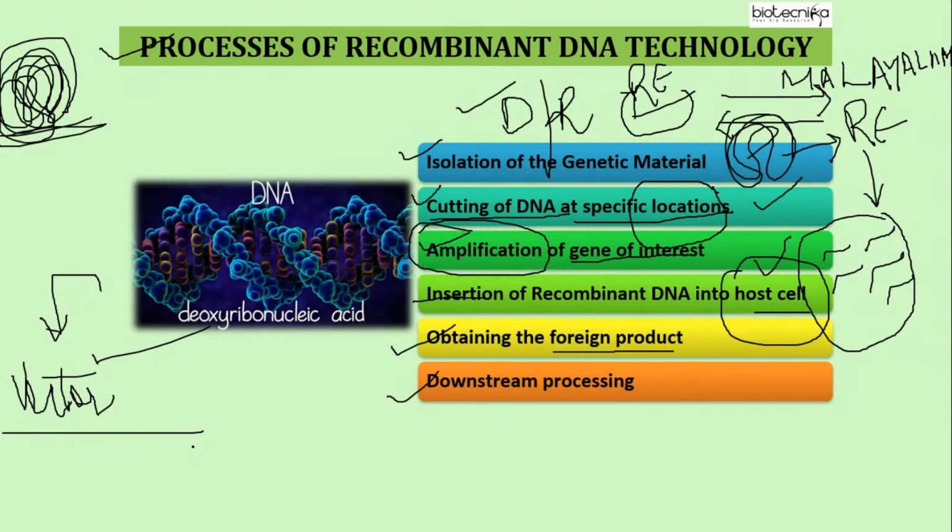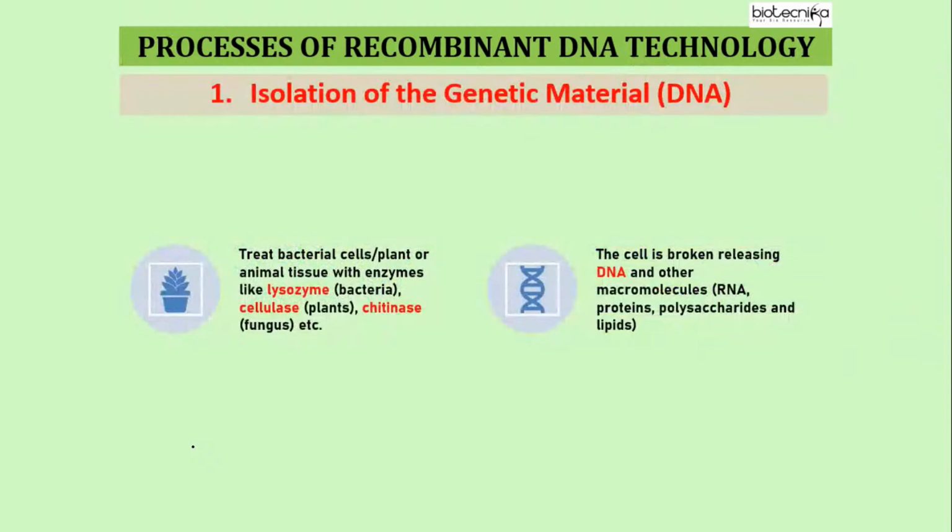So now we'll go into detail one by one. So firstly, we'll understand how the isolation of genetic material, that is DNA or RNA, is done. So here we will focus on DNA. So how is this done?